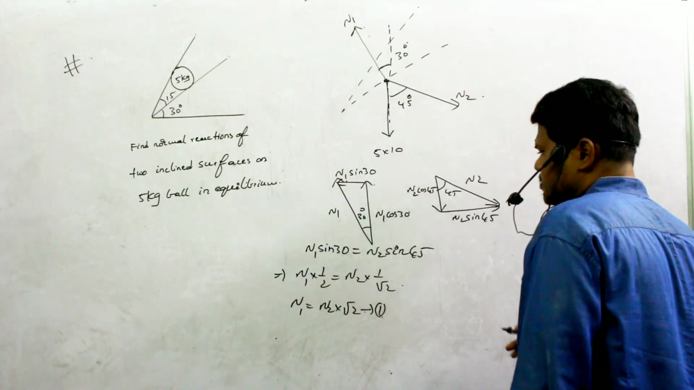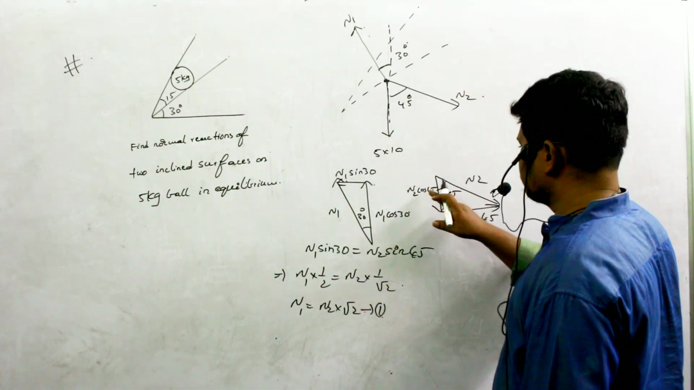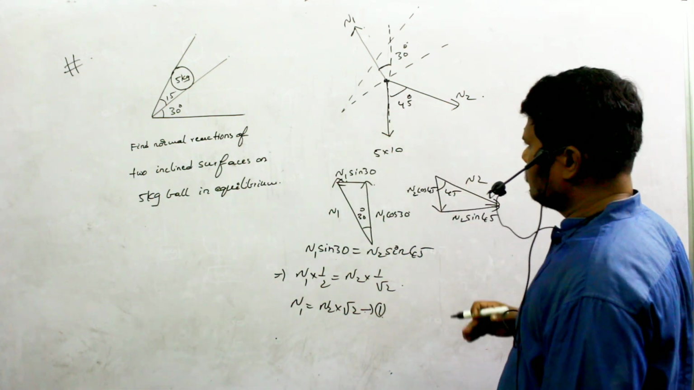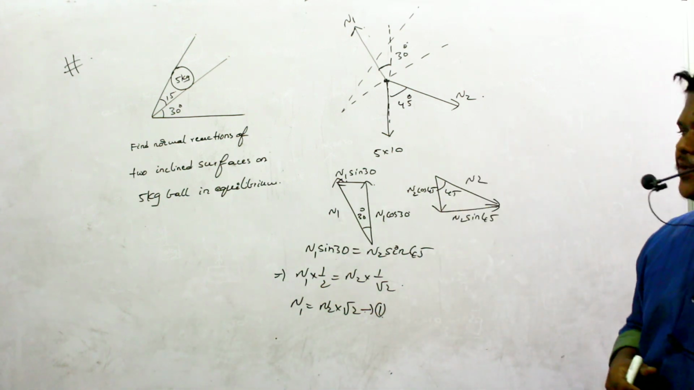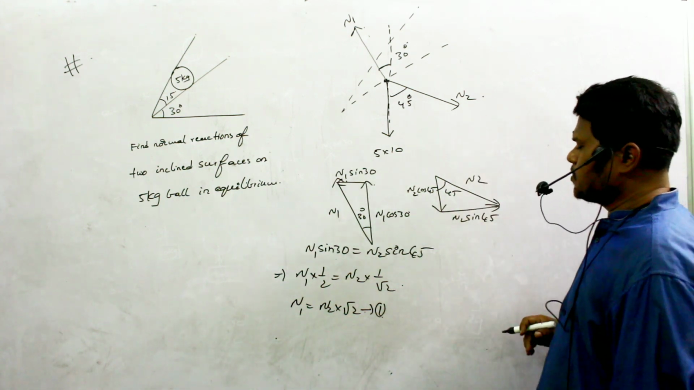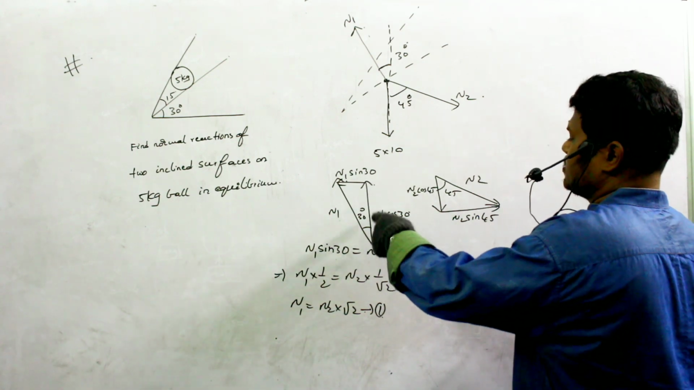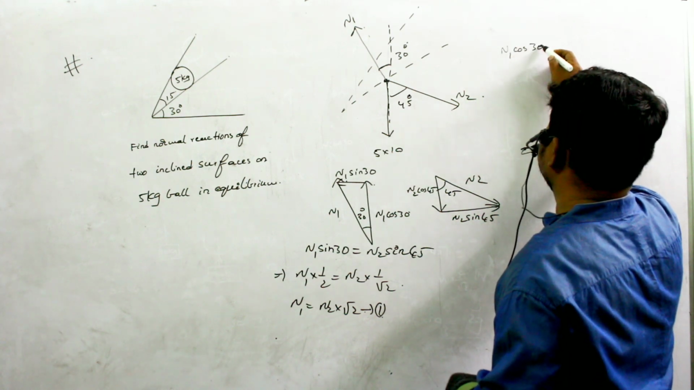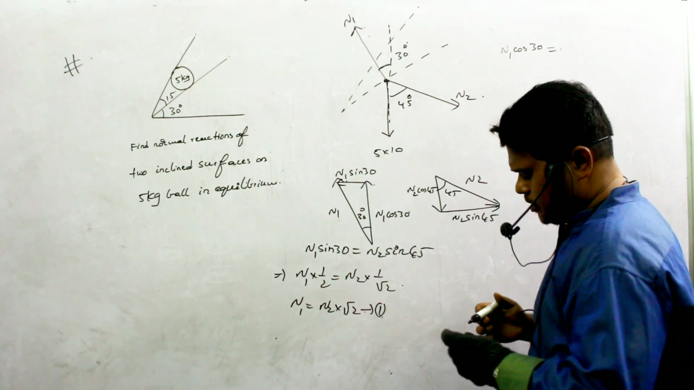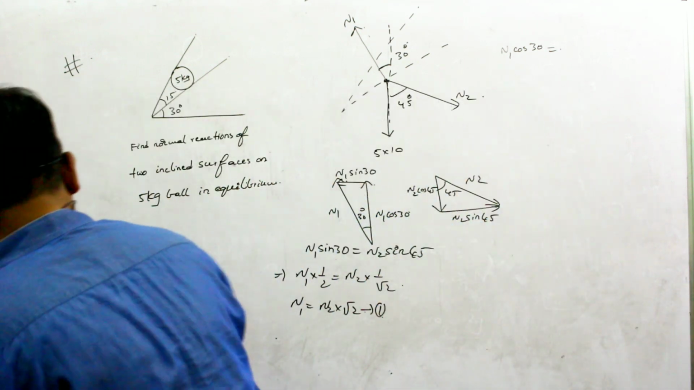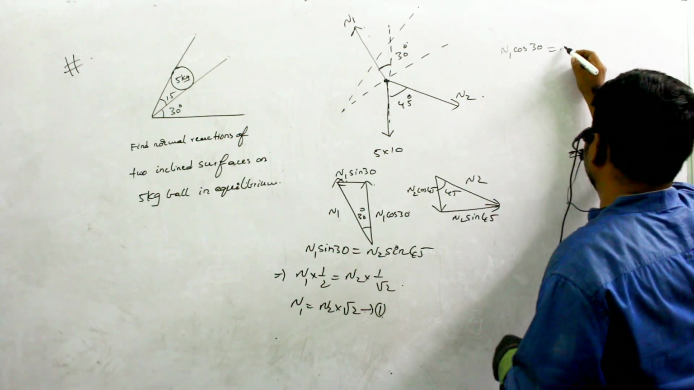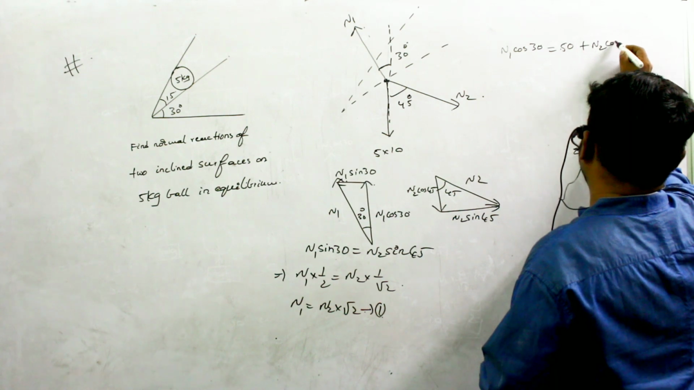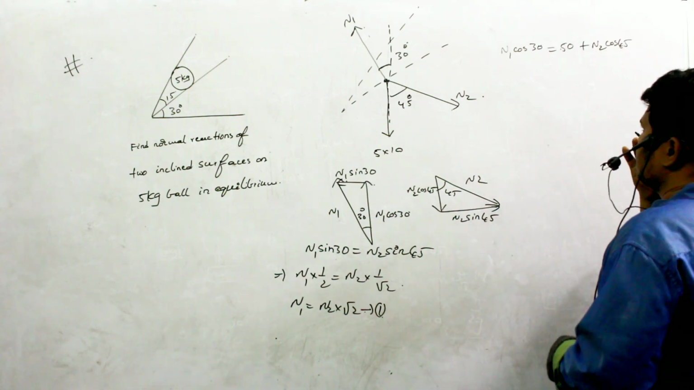In this condition, N1 cos 30 is one vertical force, N2 cos 45 is a vertical force acting downwards, and 50 newtons is the weight of this ball, which is also acting downwards. Again these vertical forces must be balanced. What is the only force acting upwards here? N1 cos 30. So N1 cos 30 should be equal to the downward forces: one downward force is 50, another downward force is N2 cos 45.